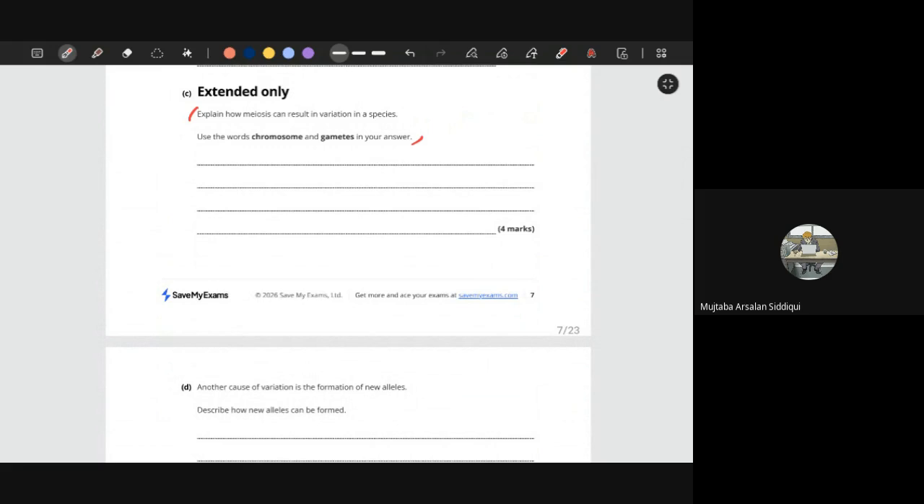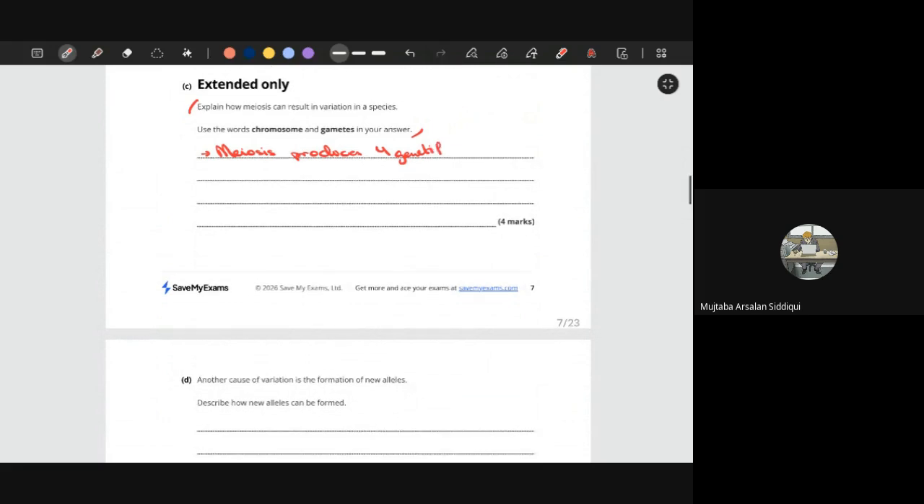So point one, meiosis produces four genetically different gametes.